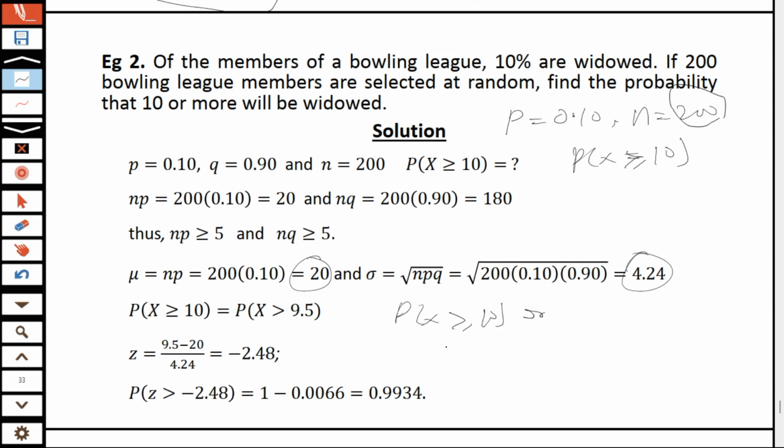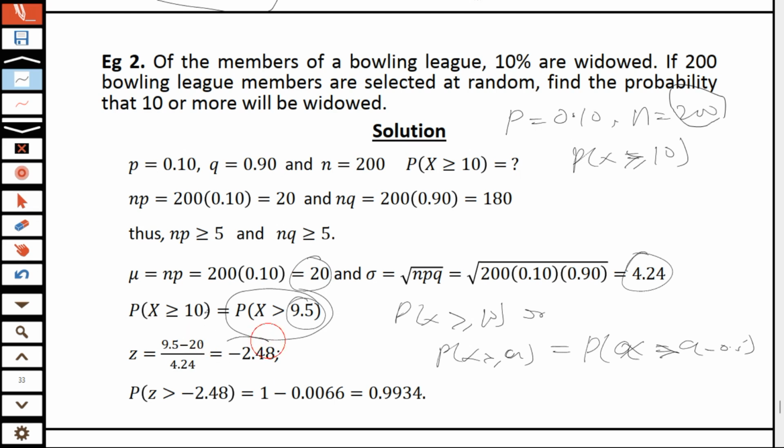And then we have just been asked that our probability that our x is greater than or equal to 10, or let me use the a one so that you remember, is equal to the probability that our x is greater than a minus 0.5. So that's what he has done here. We subtract 0.5 from this one, and then we get 9.5. So for this 9.5, this one will be our x. So our z will be 9.5 minus 20 divided by 4.24.